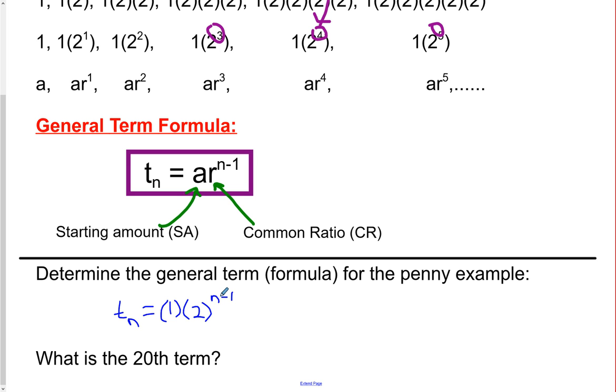Now the question is, can I simplify this? And the answer is, yeah, I sure can. Because anything times 1, it doesn't change. So I could just rewrite this as 2 to the n minus 1. So that means I need to take my day, in this case it would be the 20th day, and sub that in for n. Let's do that right now.